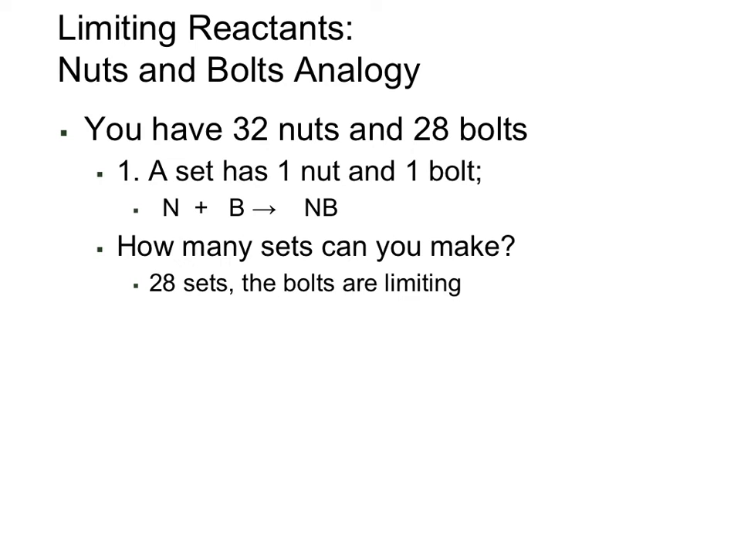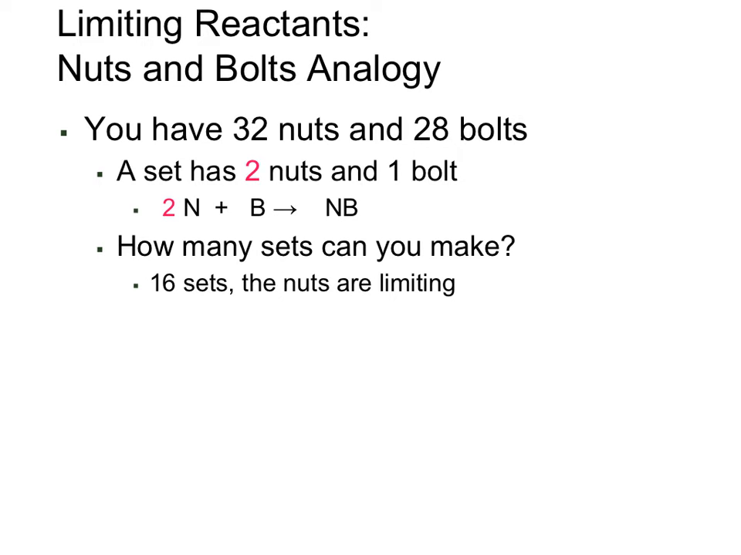Let's look at a simple example. Let's say we have 32 nuts and 28 bolts. One set consists of one nut and one bolt. And so we can set up what looks like a chemical reaction to explore that relationship. One nut and one bolt gives us one nut-bolt set. And so if we want to know how many sets of nuts and bolts we can make, we can only make 28 sets because we only have 28 bolts. Therefore, the bolts are our limiting factor in this reaction.